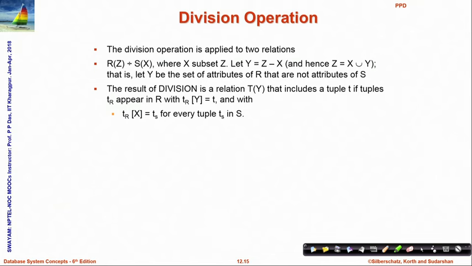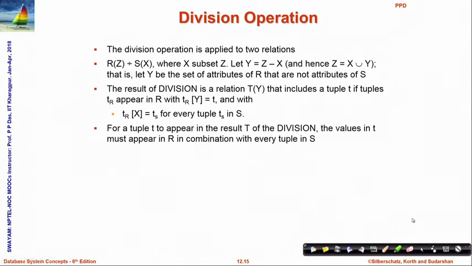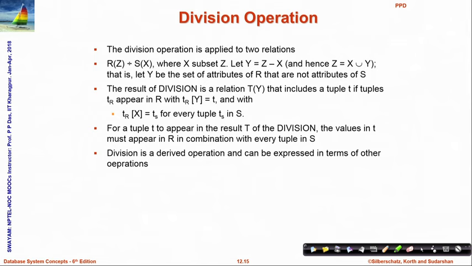So, the result of a division is a relation T y that includes tuple T if tuples T r, that is the part of the tuple that appears in R, on the y part, the difference part, matches, so that you have T r x equal to T s, where T s actually exists in S. This must happen for all tuples in S. So, division is a very interesting operator, which is often required for coding different queries. It is a derived operation.